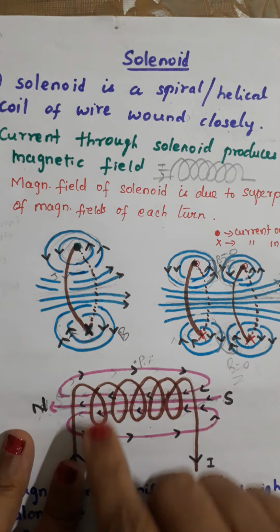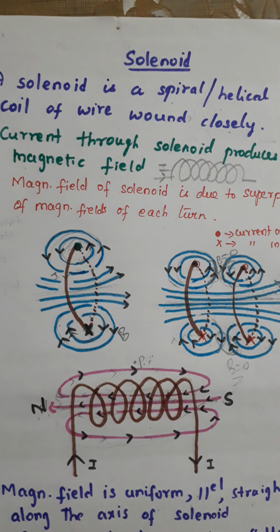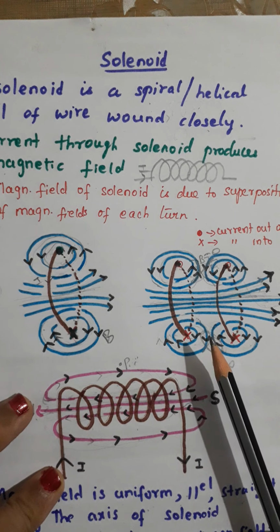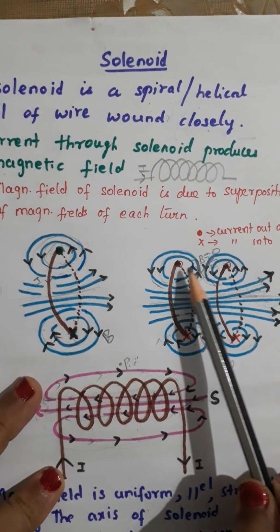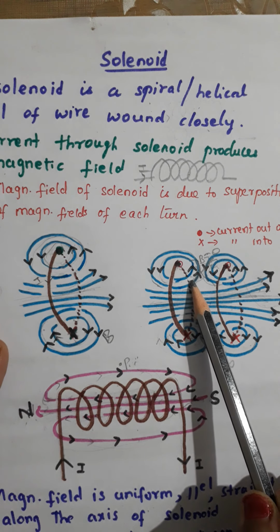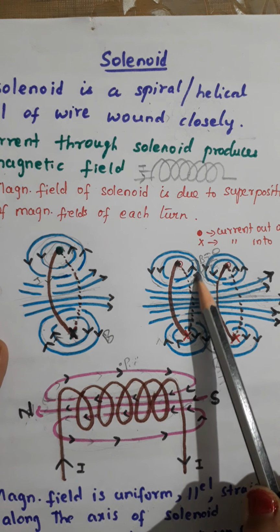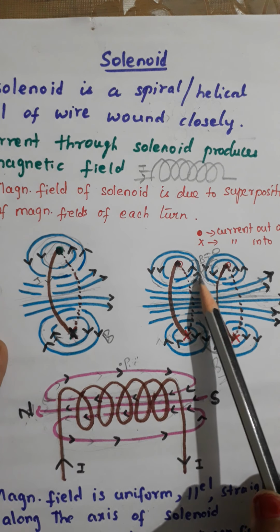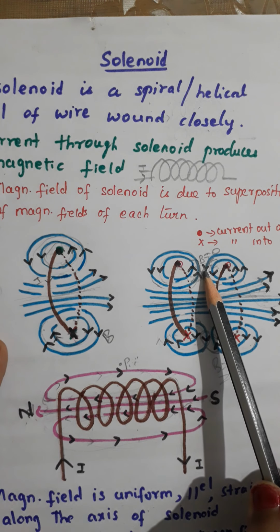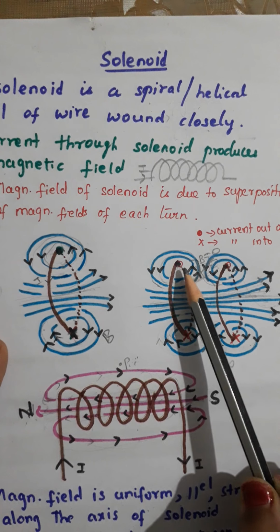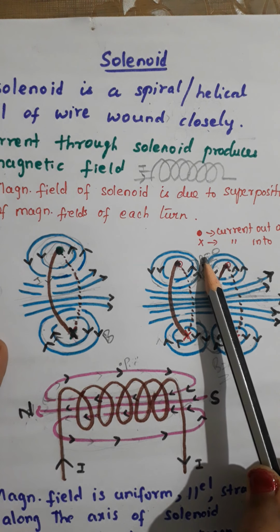Instead of a single turn, we have considered here two turns, right? Here you can see the magnetic field between these two turns. The magnetic field here is moving up, whereas this magnetic field is moving down. So as a result, what happens here? This magnetic field cancels the effect of the other magnetic field. Between the turns, the magnetic field is zero.